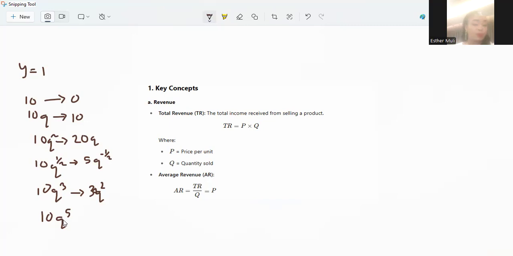What is the derivative of 10Q to the 5, Esther? Multiply 10 times 5. This is important before we proceed. What's the derivative of this one? Try. So multiply 5 times 10, which is 50. Then subtract 1 from the 5, that'll be 4. So 50Q to the 4.